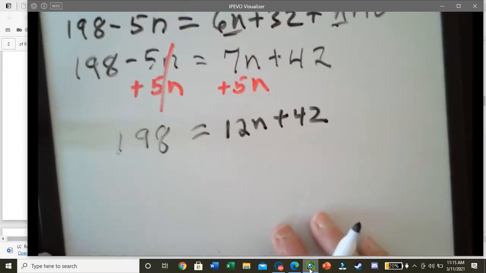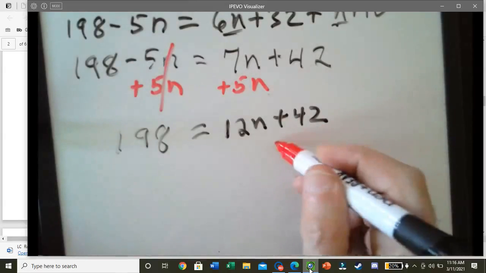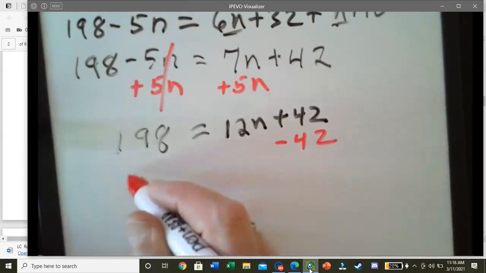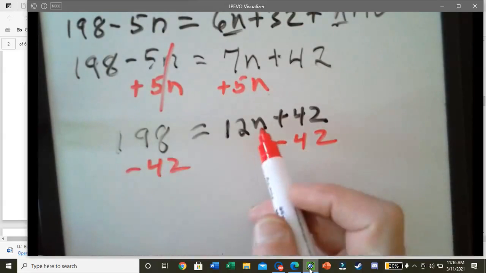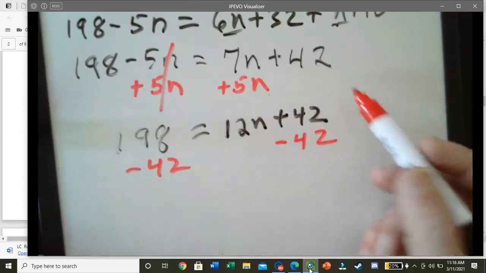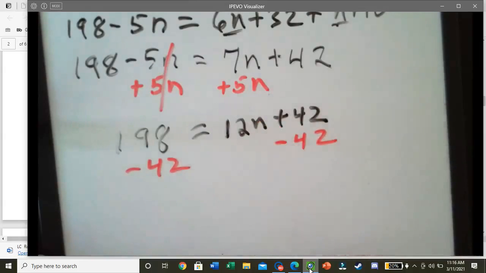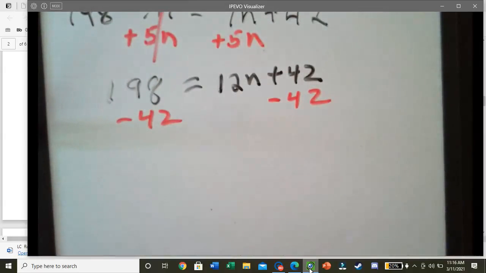Okay, now what do we do? Subtract. Yeah, what are we going to subtract? Yeah, we want to subtract 42 minus 42 because we want to isolate the n, right? We want to get the n by itself. So we're moving everything else over so that n is going to be by itself at the end. It's going to be isolated.